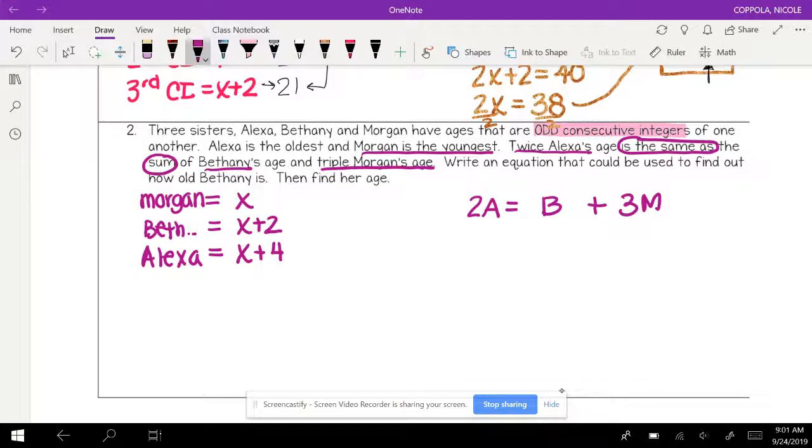Okay, so now guys, all you have to do is come in here and substitute. So we know Alexa's age is x plus 4. We know Bethany is represented by x plus 2. And we know I can replace Morgan with plain x. So if I color code these, Alexa.